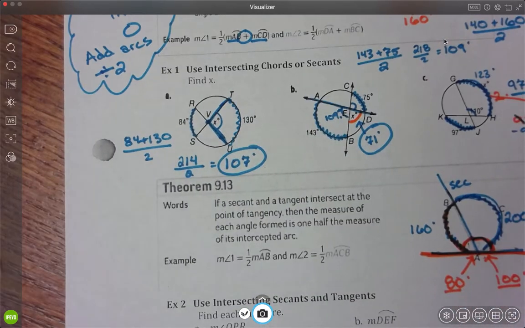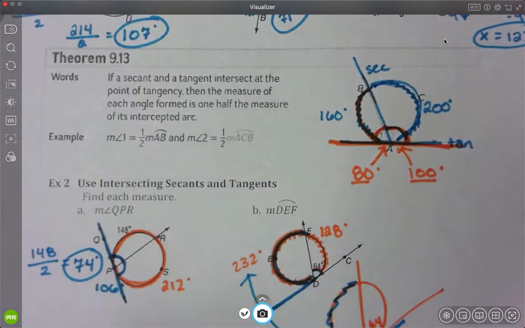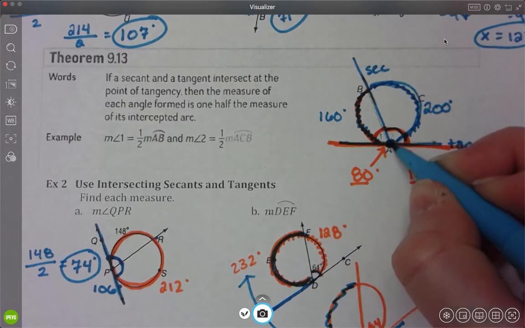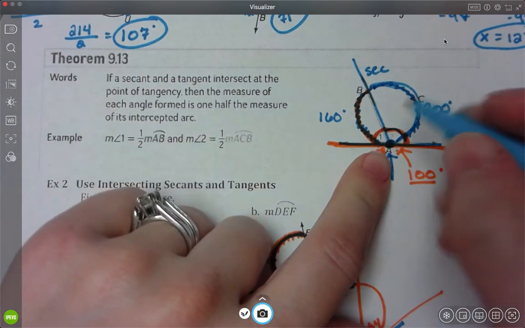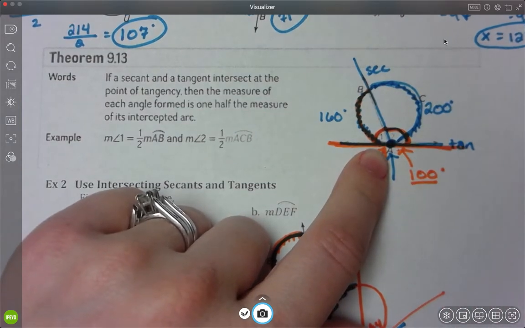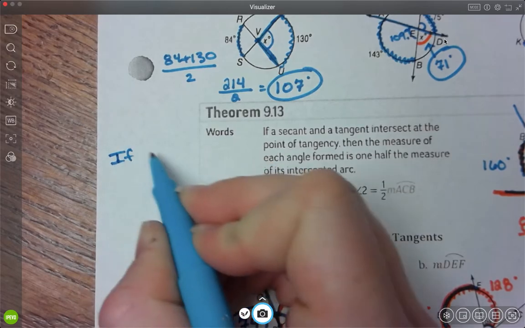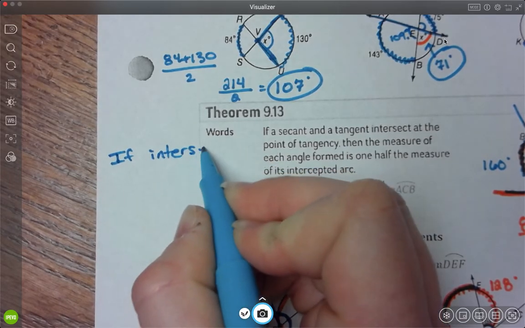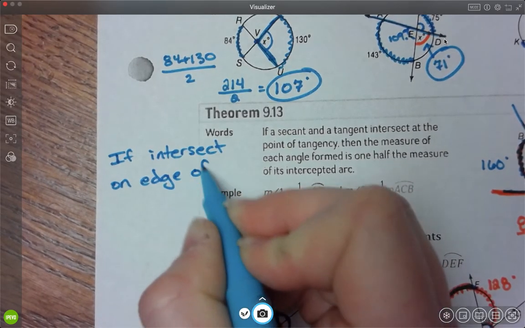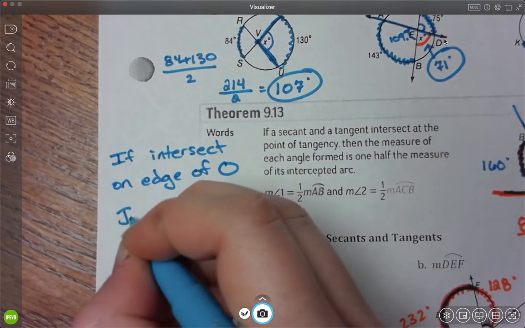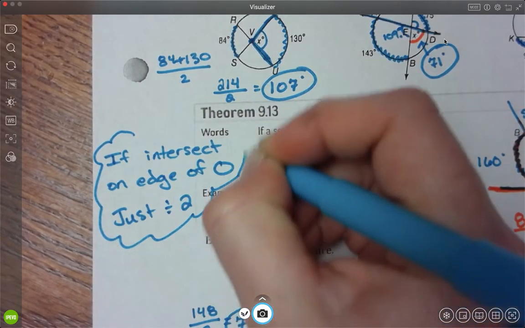Now this one here, we had a secant line and a tangent line that were intersecting with each other. And notice where they are intersecting. They're intersecting right here at point A, which is on the edge of the circle. So here's your little cheat sheet over here. If they intersect on the edge of the circle, you just divide by 2. That's how that rule works.